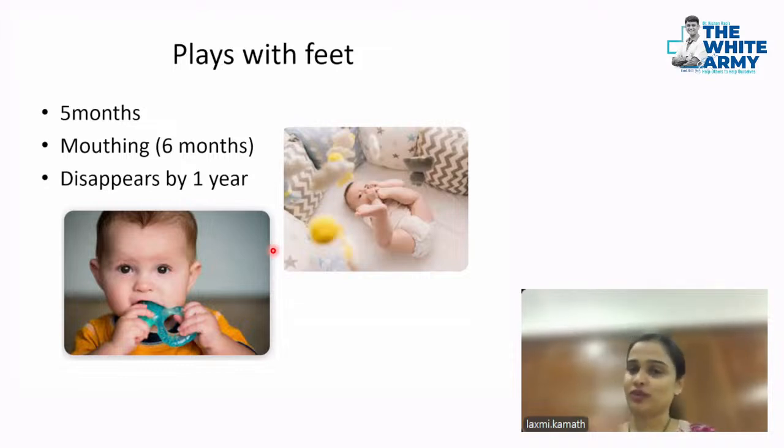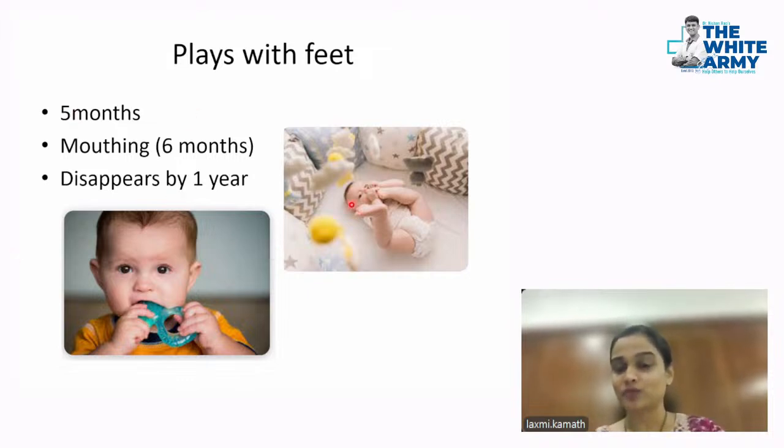So next, coming to the playing with feet. So once there is rolling over that has happened from supine to prone, then once it is prone, it will start getting the feet to the mouth, and this playing with feet comes around 5 months, and then feet will be taken to the mouth around 6 months. And this will disappear by 1 year. By 1 year, the child will start walking, so it will no more take the feet into the mouth.